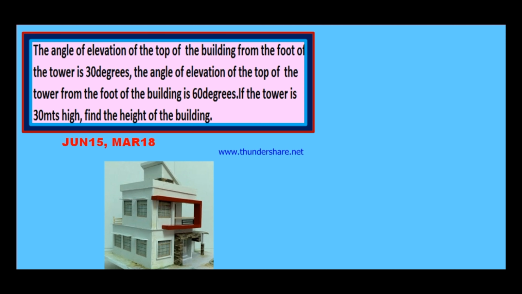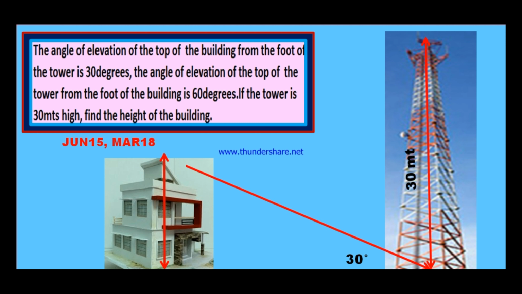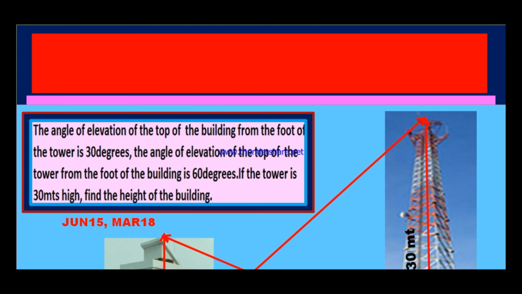Here is a building and this is the tower. This is the height of the building, which we have to find out, and this is the height of the tower, whose value is 30 meters. It is given that from the foot of the tower, the angle of elevation of the top of the building is 30 degrees, and from the foot of the building, the angle of elevation of the top of the tower is 60 degrees.